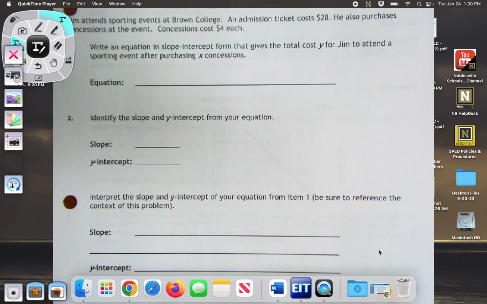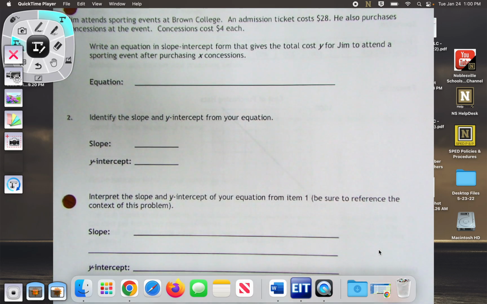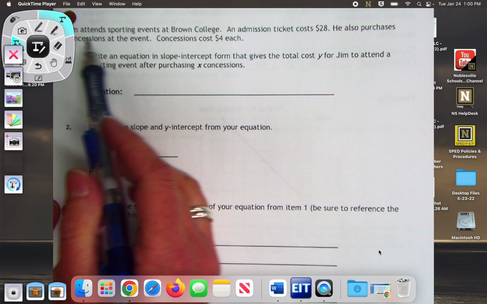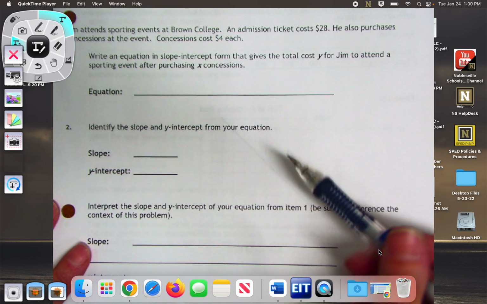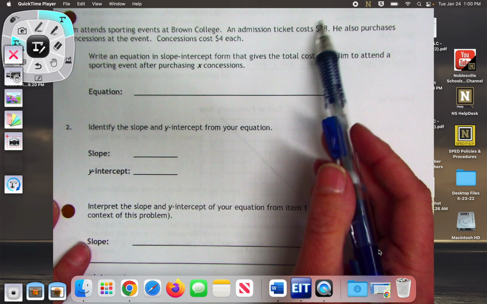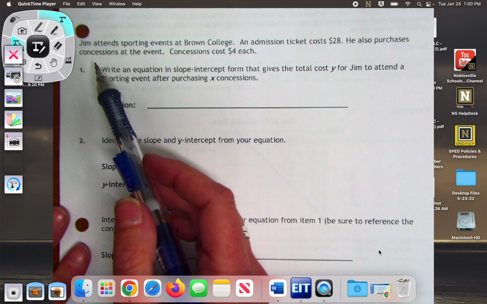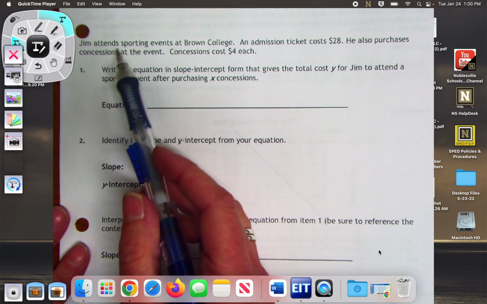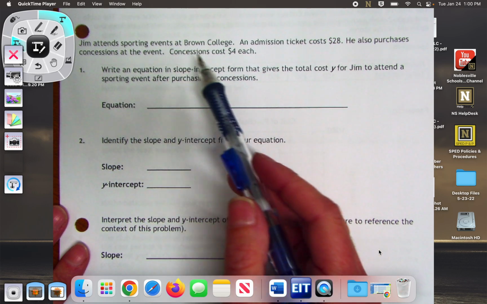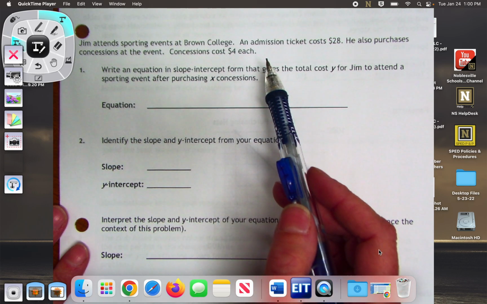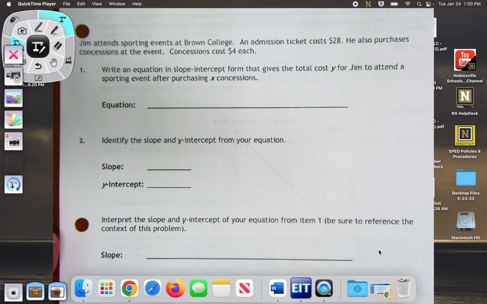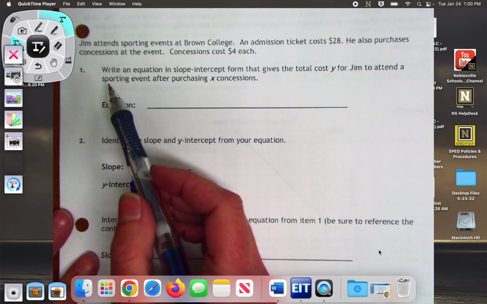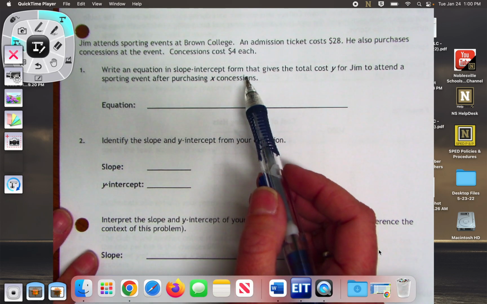This is where we're going to be creating equations, comparing equations, super familiar to what we did yesterday in class. So we have Jim attending a sporting event. A ticket is $28. He also purchases concessions, right? Concessions are food at the event. Concessions cost $4 each. Okay, so anything he buys at the concession stand is $4. Hot dog, $4. Popcorn, $4. Soda, $4. Everything's $4. So we're going to write an equation in slope-intercept form.